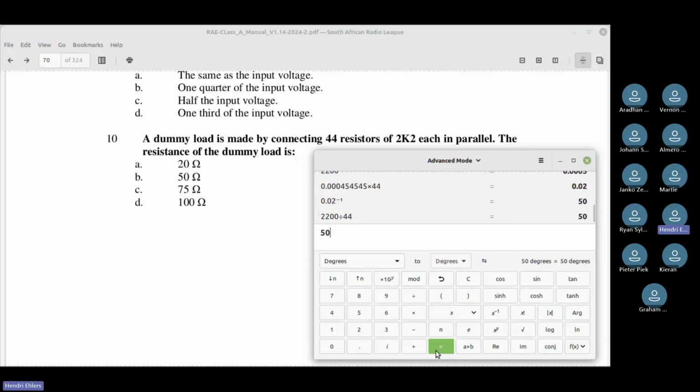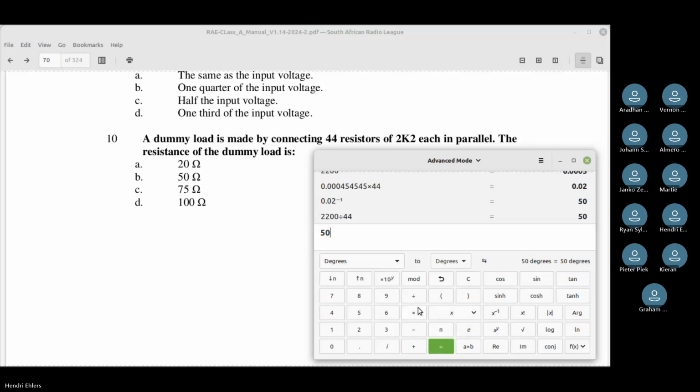Equals 50. Okay, that's another way of doing it. I wonder if that will work with another value: the resistance divided by the quantity. Would it work if you, for instance, used a 3K3 and used more or less of them?